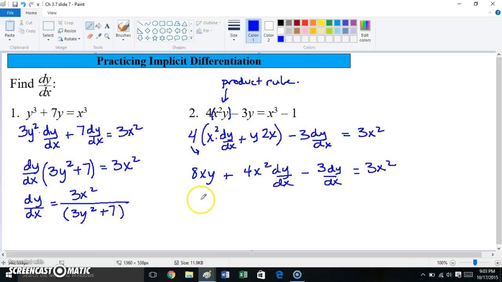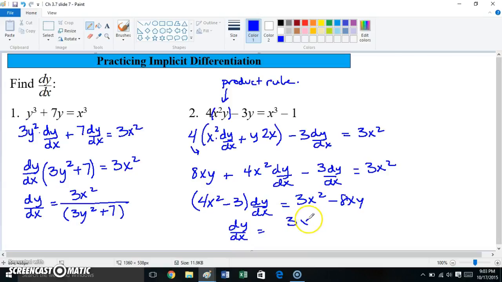All right, factoring and isolating. So 4x squared minus 3 times dy/dx will equal 3x squared minus 8xy. Isolating dy/dx, we get 3x squared minus 8xy all over 4x squared minus 3.